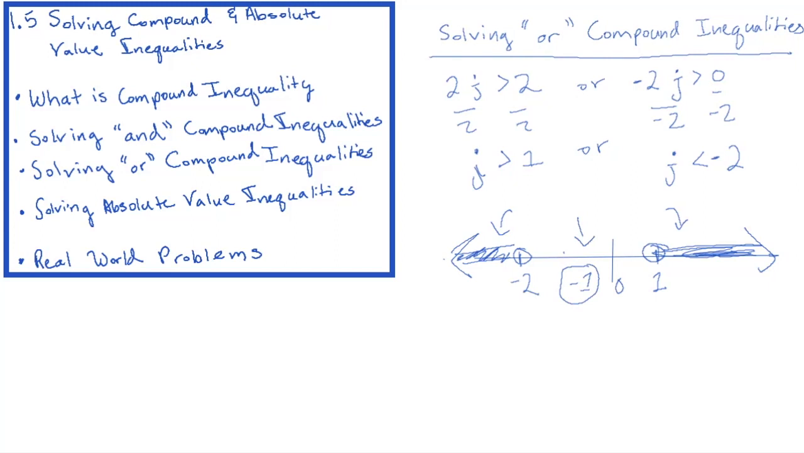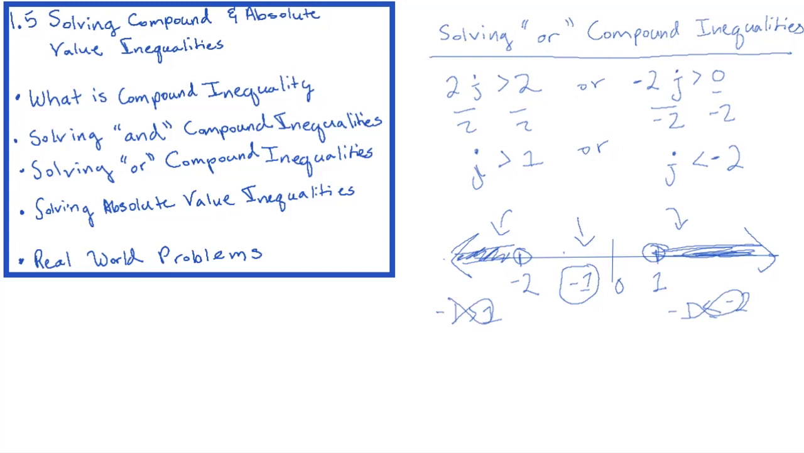So we put negative 1 in there. We end up with negative 1 is greater than 1. We know that's false, right? And if we do this one, negative 1 is less than negative 2. Well, that's false too. So that doesn't work out.